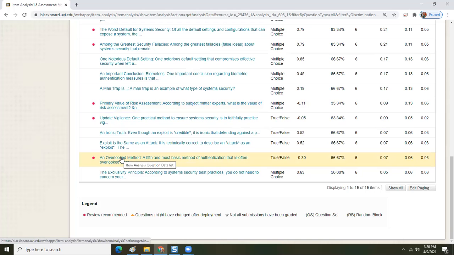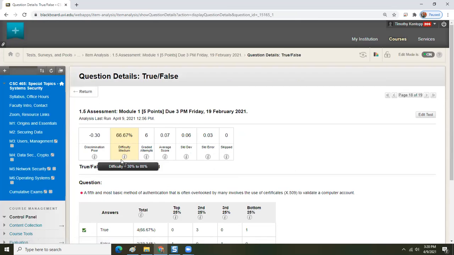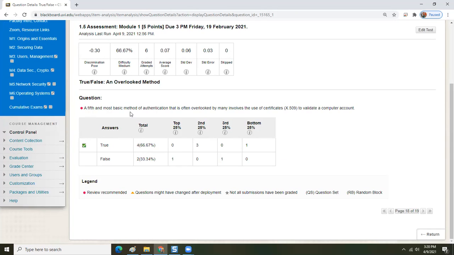Okay, the next item, true or false, an overlooked method. A fifth and most basic method of authentication that is often overlooked by many involves the use of certificates to validate a computer account. That is true. Certificates can validate computer accounts and often are used to validate computer accounts. That was one thing we'd called out, and there should be a reference to that in your study guide. Any questions about this item?